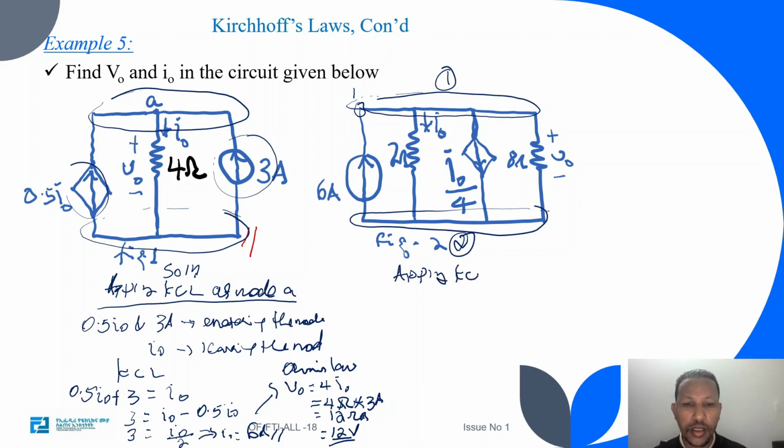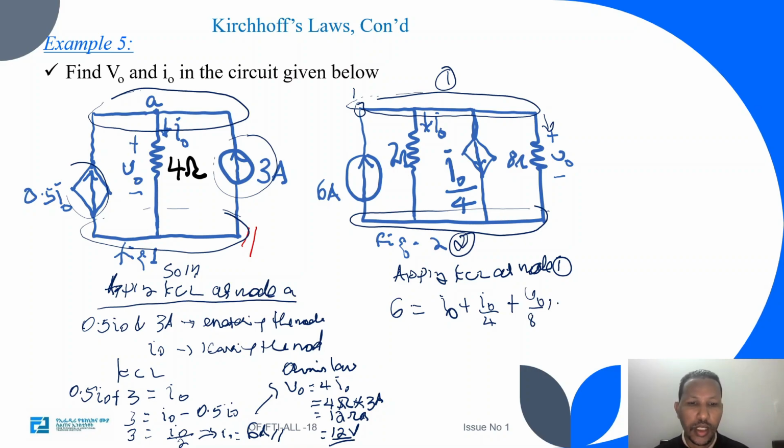Apply KCL at node 1. As you can see here, a 6 ampere current source is entering the node. So 6 is equal to I naught leaving, plus I naught over 4 leaving the node, plus V naught. Let's say this is the current entering the 8 ohm resistor, so V naught over 8.